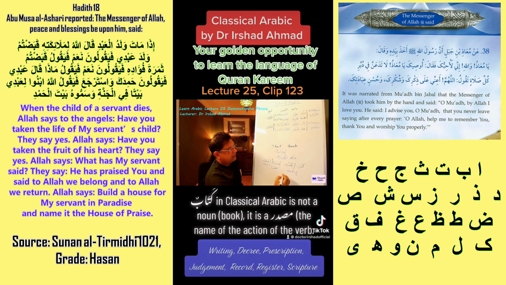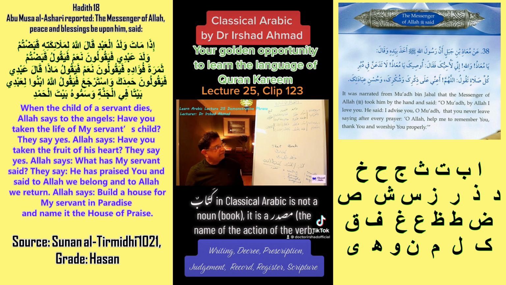It could be writing, a decree. We can say a prescription. We can say a judgment, and we can say a record or a register. So those are the meanings of kitab in classical Arabic. You can say scripture, so it's a writing, it's a decree, it could be translated as prescription, judgment, scripture, record, register.